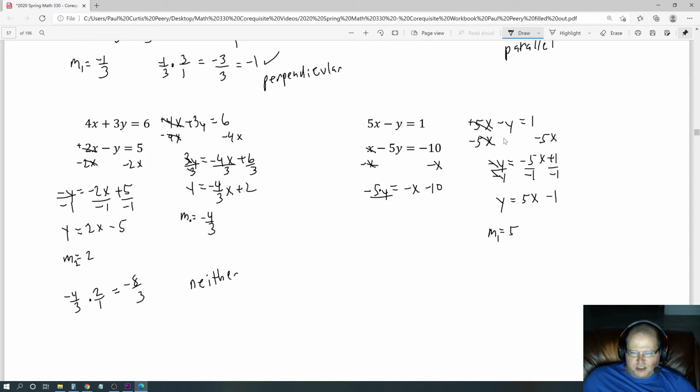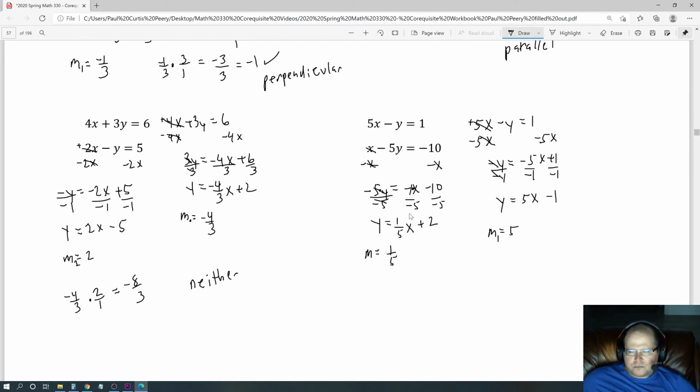I undo the multiplication of y by negative 5 by dividing by negative 5. Whatever I do to one side, I do to the other. That gives me y is equal to negative 1. Well, there's an understood or implied negative 1 in front of the x there. It's a negative divided by a negative, which turns into a positive. So now it's positive 1/5. And then we say negative 10 divided by negative 5 is plus 2. And that gives me the slope is equal to 1/5.